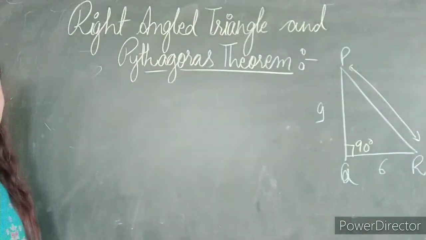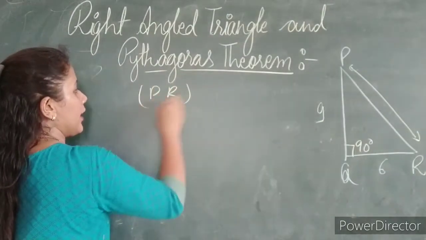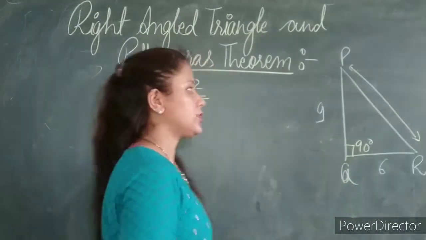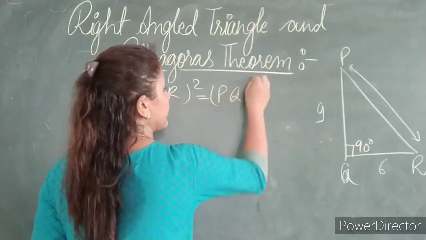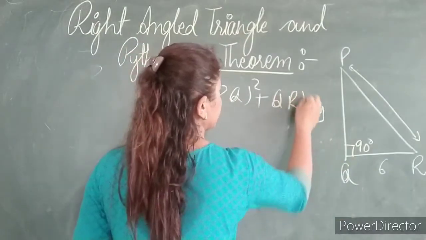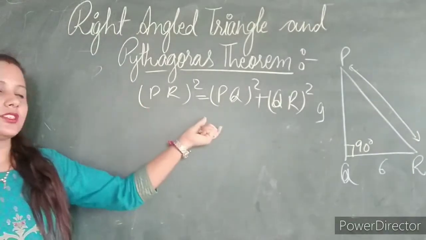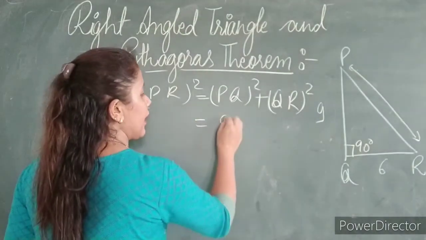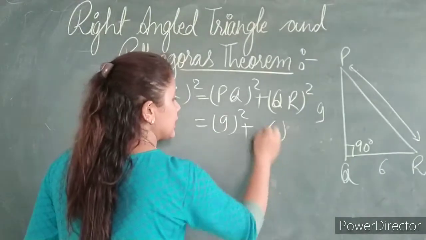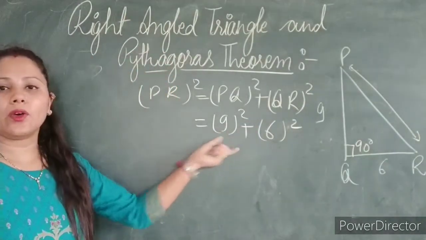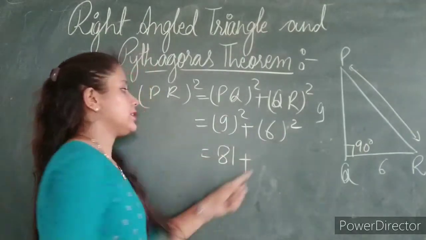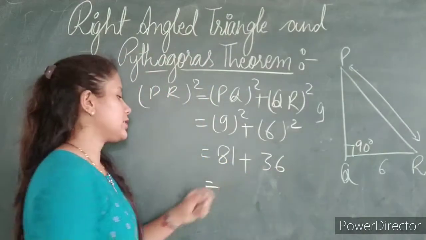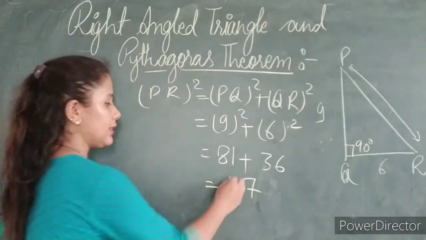So according to the Pythagoras theorem, hypotenuse square is equal to legs square, or height square plus base square. So here the height is PQ and the base is QR. So hypotenuse square is equal to the sum of the squares of the other two sides. So PQ is 9 and QR is 6. Clear? So the square of 9 is 81 and the square of 6, 6 sixes are 36. Clear? Now add 81 with 36: 6 plus 1, 7, and 8 plus 3, that is 11.